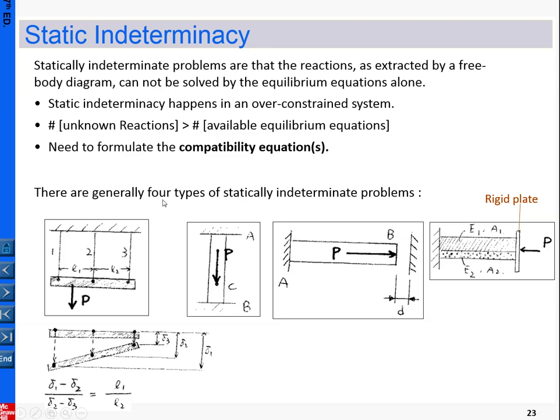So in these sections, because of these reasons, I've tried to summarize, from different textbooks, various types of indeterminate problems that appear in a fundamental mechanics of materials class. Okay, so here is a schematic drawing.